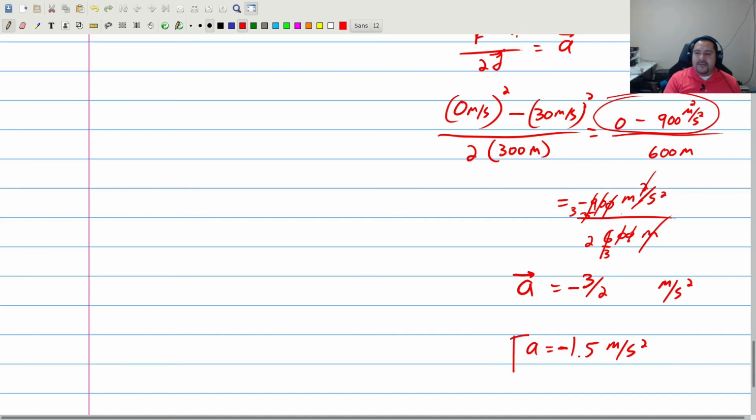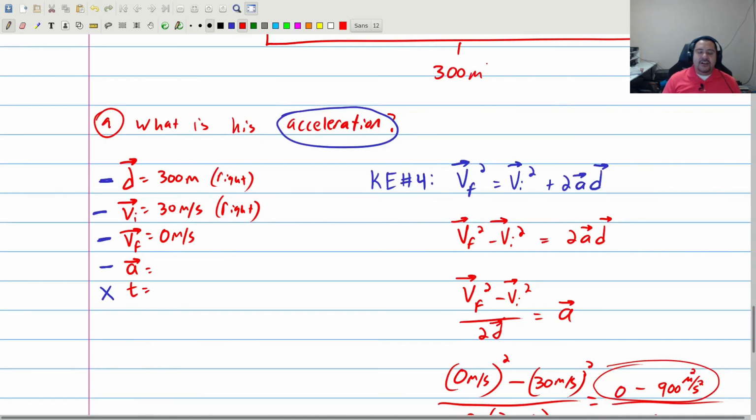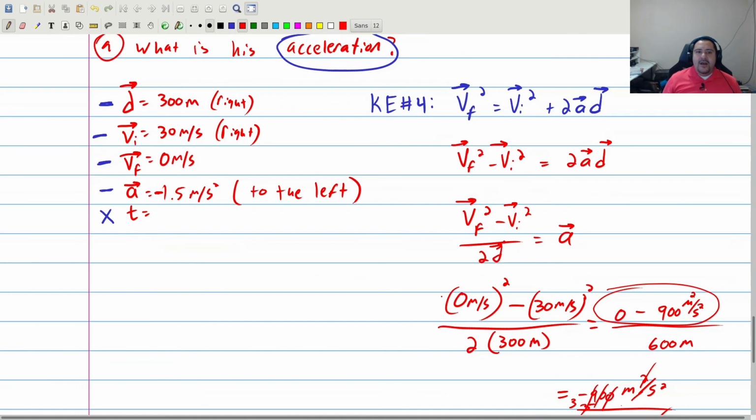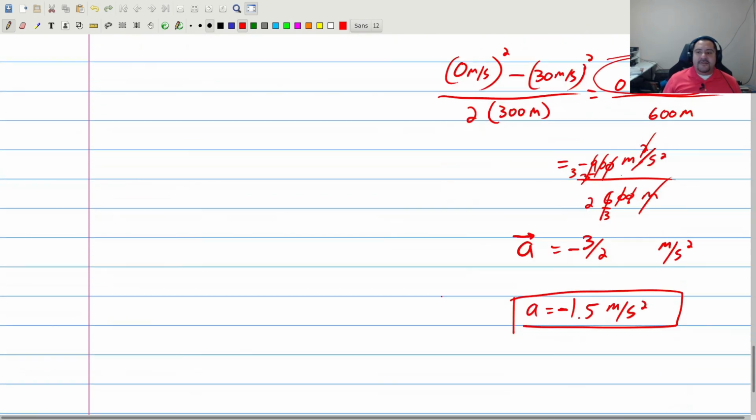Why is it negative? Well, we didn't actually say it, but everything to the right was positive. That means my acceleration is going to be negative 1.5 meters per second squared, and negative indicates to the left. Okay, so we have our acceleration. Now all we need is to find our time.